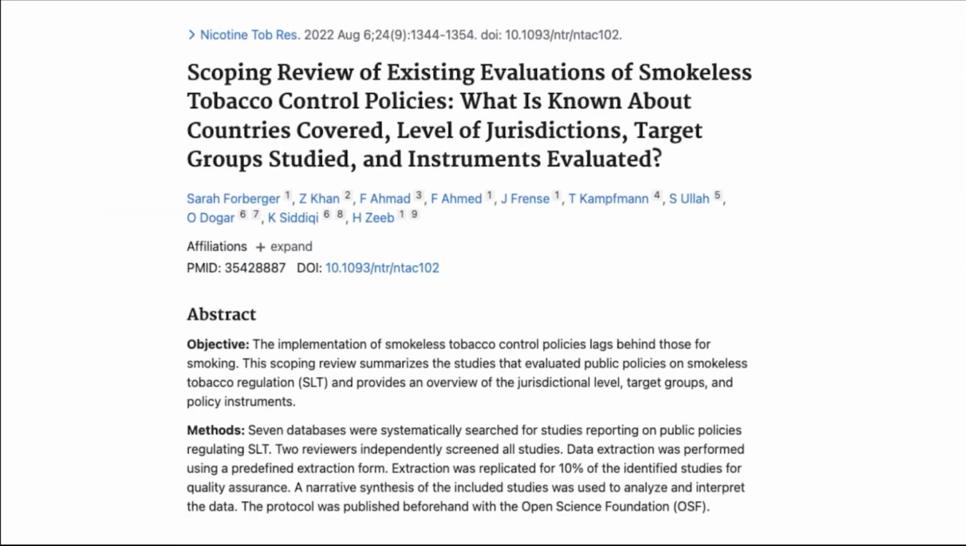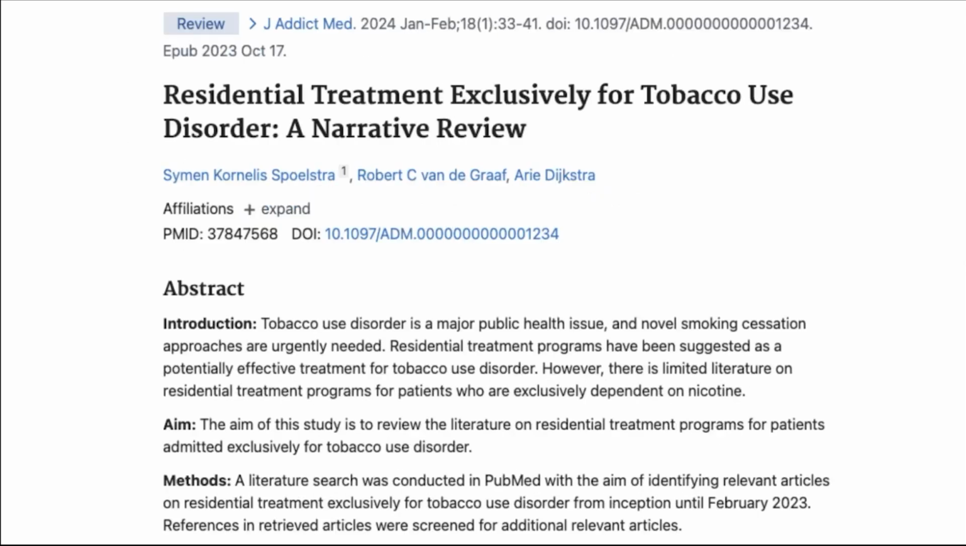This one is what's happening? Where are the different policies? We want to know how do different countries handle this? And then the last one is a narrative review, just talking about residential treatment for tobacco use disorder. So again, all have value, different purpose, different design, and you can see they all can be published. So you can publish any of those.